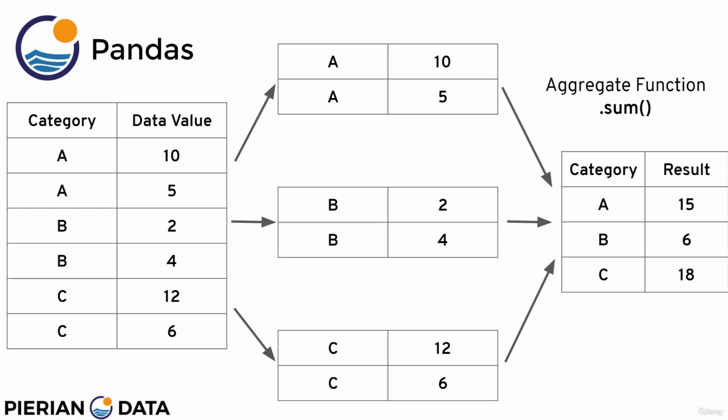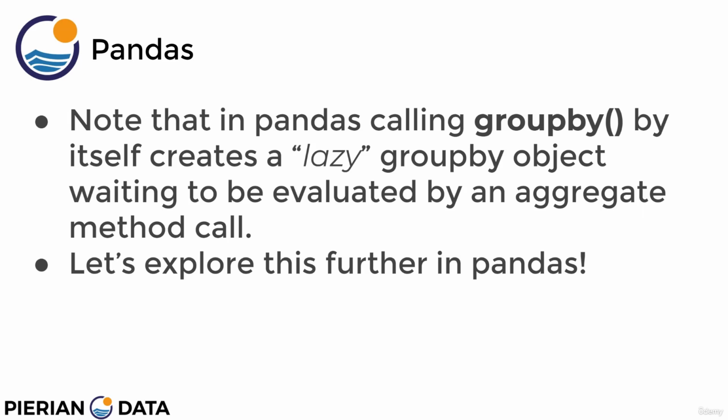You could call a different aggregate function, such as the mean, so then it grabs the average value per category. And then you can have something like the count, essentially asking how many rows are there per category. This is different than sum because it's just asking you to count the instances per category. And in this case, they're all the same. There's 2 rows or 2 instances per category. So note that in Pandas, calling just group by itself creates what's known as a lazy group by object because it's waiting still to be evaluated by an aggregate method call. Let's explore this all further in Pandas in a Jupyter notebook.